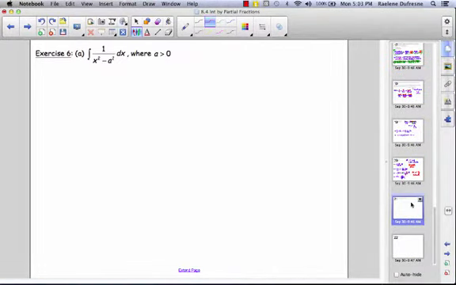In exercise 6, we want to integrate 1 over x squared minus a squared dx, where a is a positive constant. So we can factor x squared minus a squared, and therefore we can decompose the rational function.